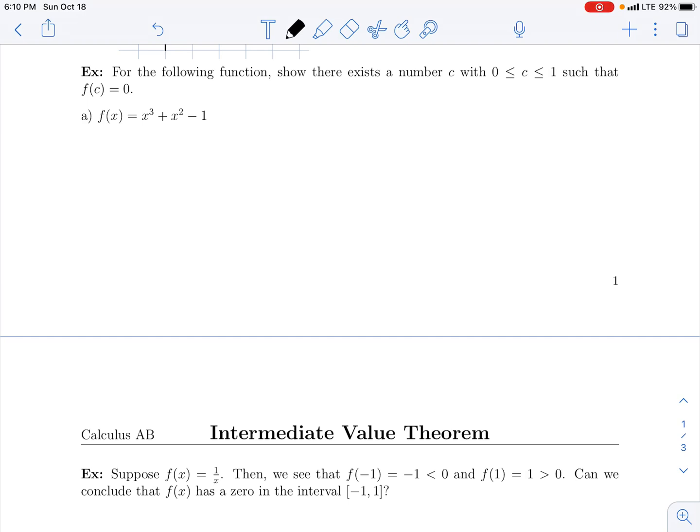Now we need to be careful here, and we need to first check that our function is actually continuous on 0 to 1. So the question here is, is f of x continuous on the interval 0 to 1? Okay, and so I'm hoping all of you would say yes.